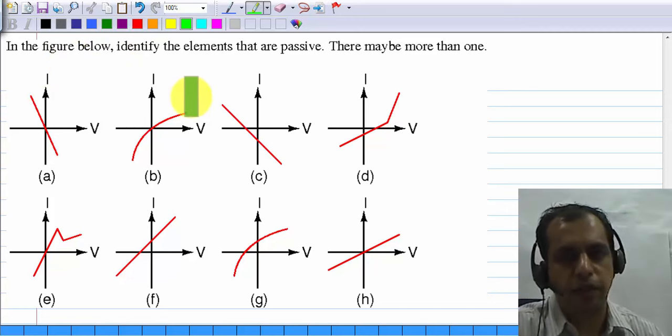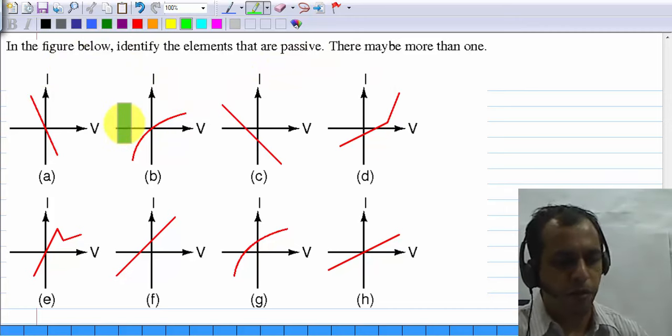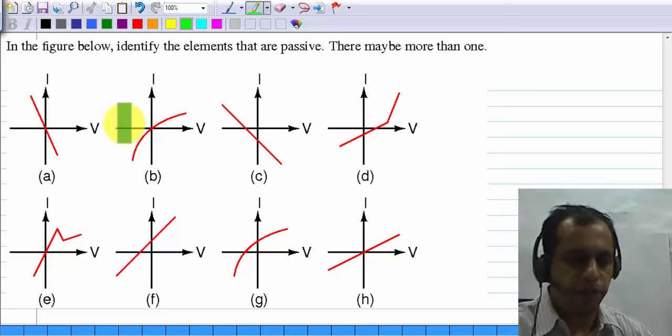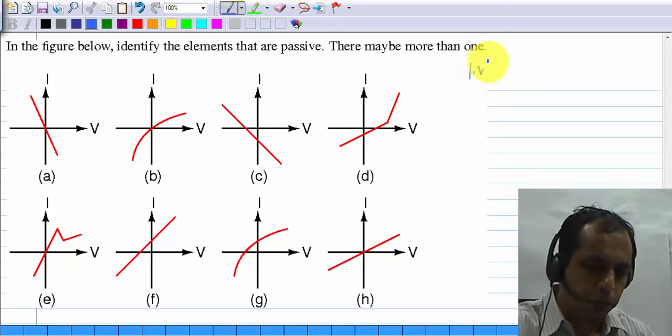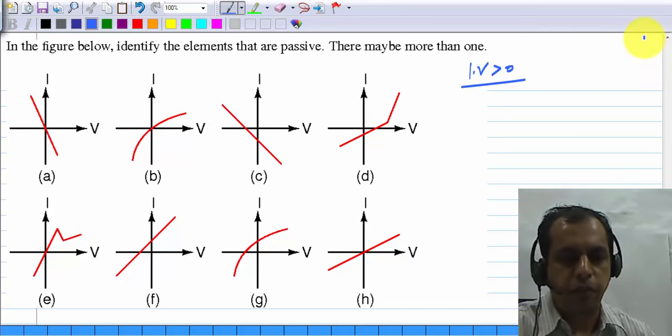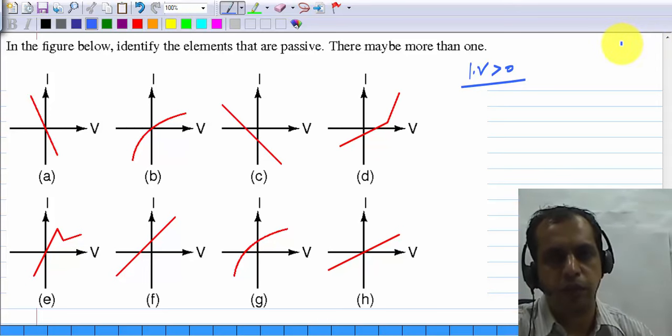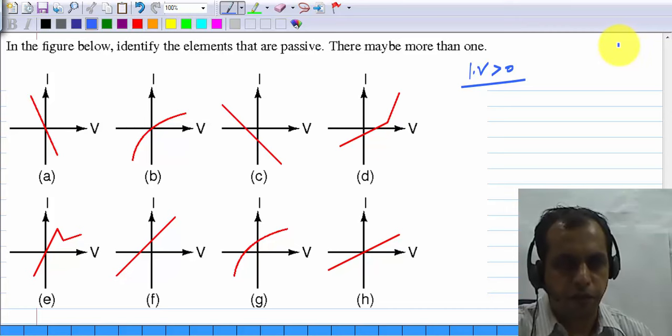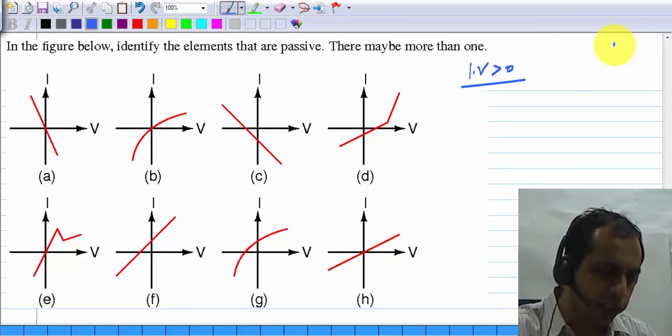In this case, you are asked to identify the elements that are passive. You are given a number of IV characteristics. What does passivity mean? I times V is more than 0, that is, it always absorbs power, at any operating point of its characteristic. So in short, it means that if you plot I versus V, you should have the characteristics only in first or third quadrants. And it's very easy to see.